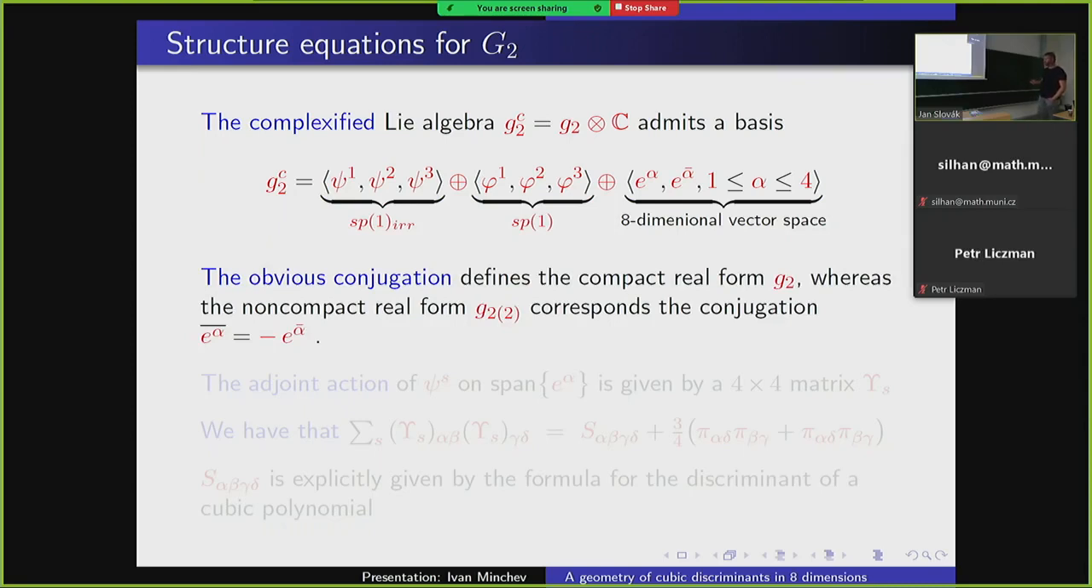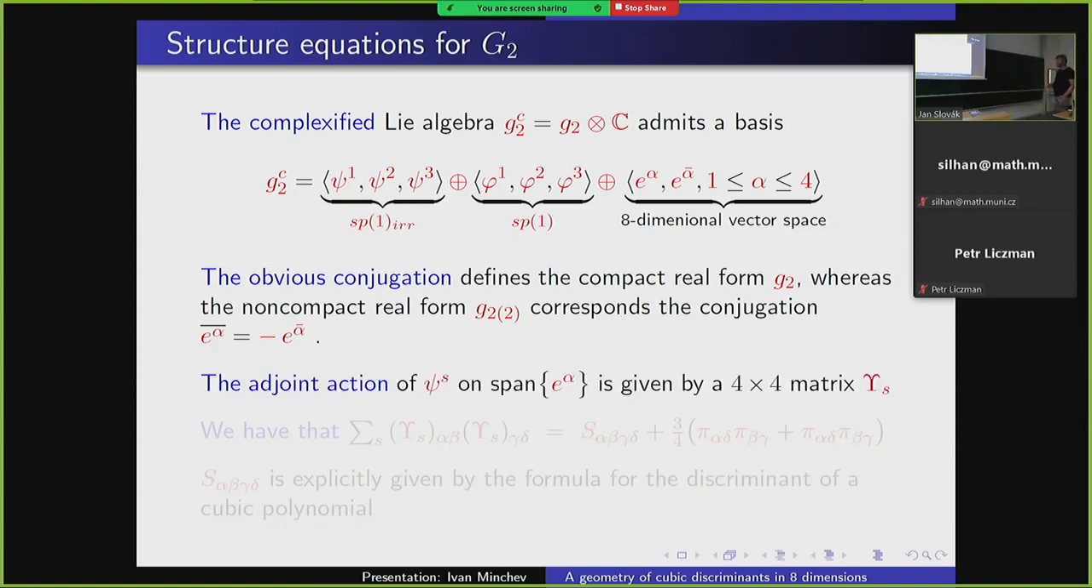And if we would like to obtain the non-compact form, the only thing that we need to change in the conjugation is to add one minus: E_ᾱ should be mapped to minus E_ᾱ. That's the easiest way to write these two real forms of the complex G2.